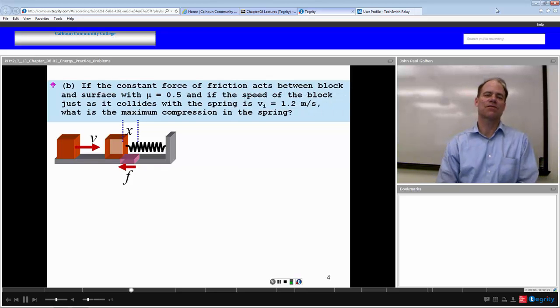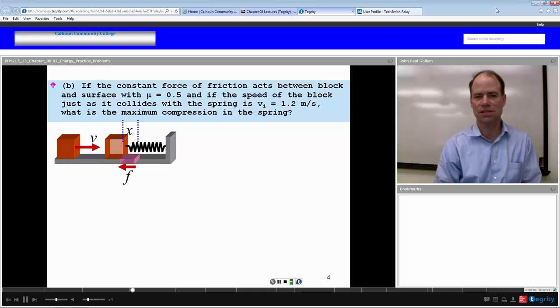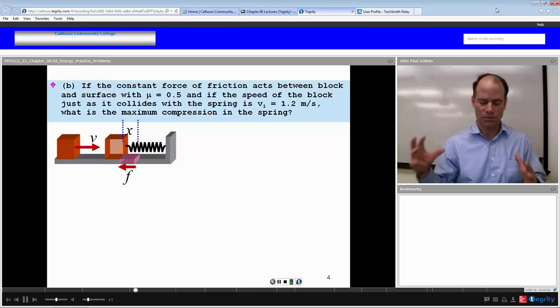If the constant force of friction acts between the block and the surface with a mu of 0.5, and if the speed of the block just as it collides with the spring is still 1.2 meters per second, what then would be the maximum compression in the spring? So it's the same problem, only now there's going to be friction acting on it as it's compressing the spring. How do we deal with this problem?